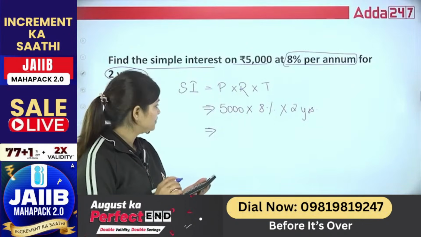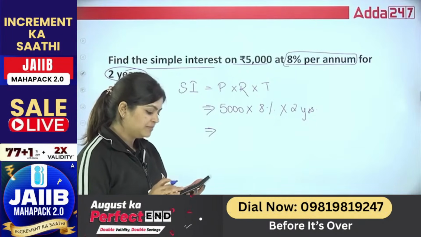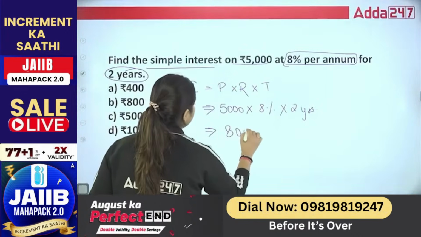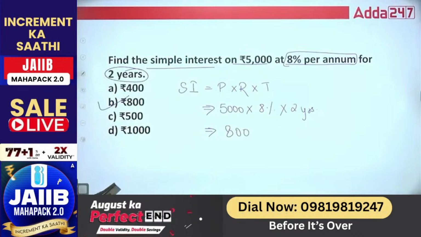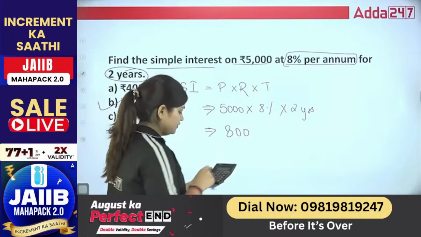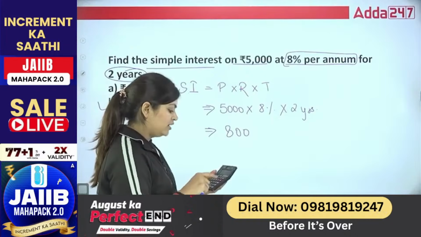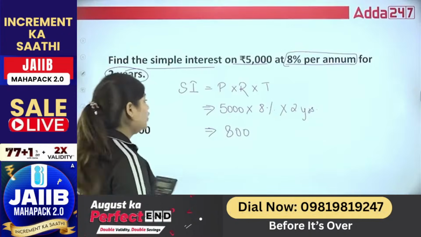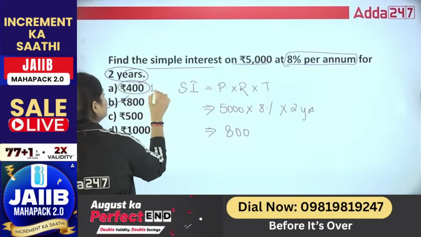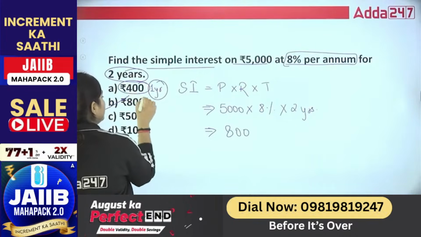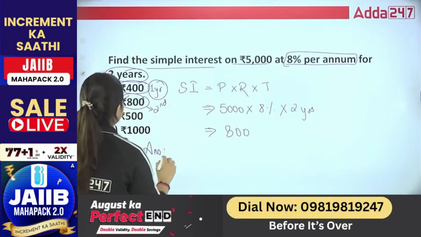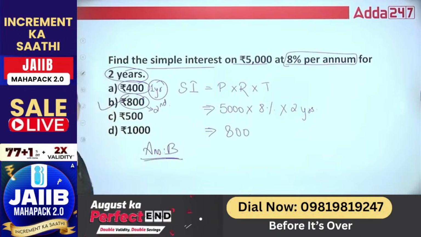5,000 into 8% into 2. So what is your answer? Your answer is 800. The correct answer is 800. If you multiply with just 1, like 5,000 into 8% only, then that is 400. For the first year, you are receiving 400. But in the question they are asking about 2 years. That's why your correct answer here is not 400. Answer is B. This is how we need to calculate simple interest.